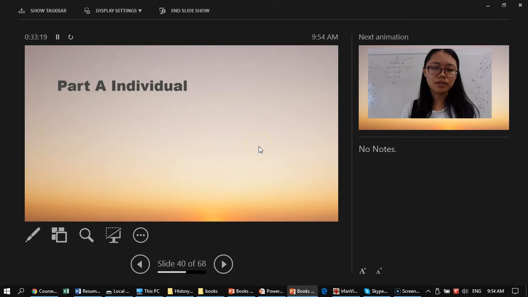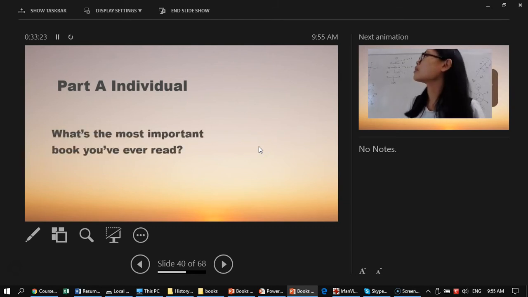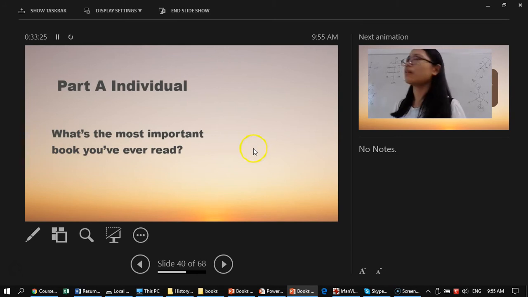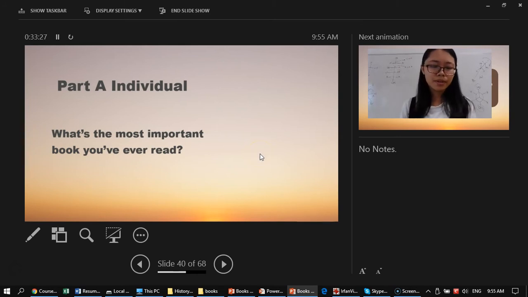Before we talk about the individual, I hope you will think about what's the most important book you've ever read. Maybe you have a certain answer, or maybe you have read so many books that you don't know which one is the most important for you. All of you can find that there are some books that really changed your mind. That's because the books we read can shape our lives.